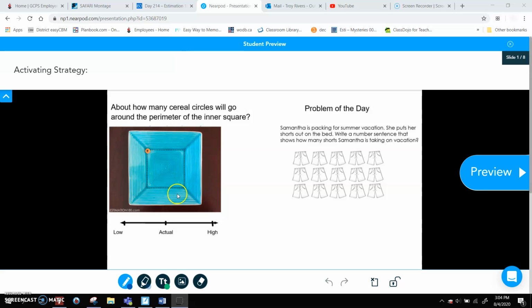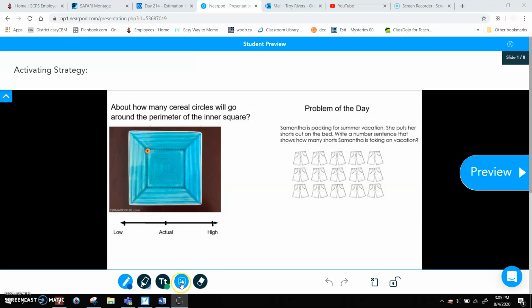So right here, this is what's called an estimation 180. I can see right here that says estimation 180, and what that means is we're going to be estimating something. So let's read it. It says about how many zero circles will go around the perimeter of the inner square. So I have these little Cheerios here, and I want to know how many of those it's going to take to go around this inner square. So I have a number line right here, and I have to estimate. I need a low estimate, a high estimate, and then what I actually think that it is.